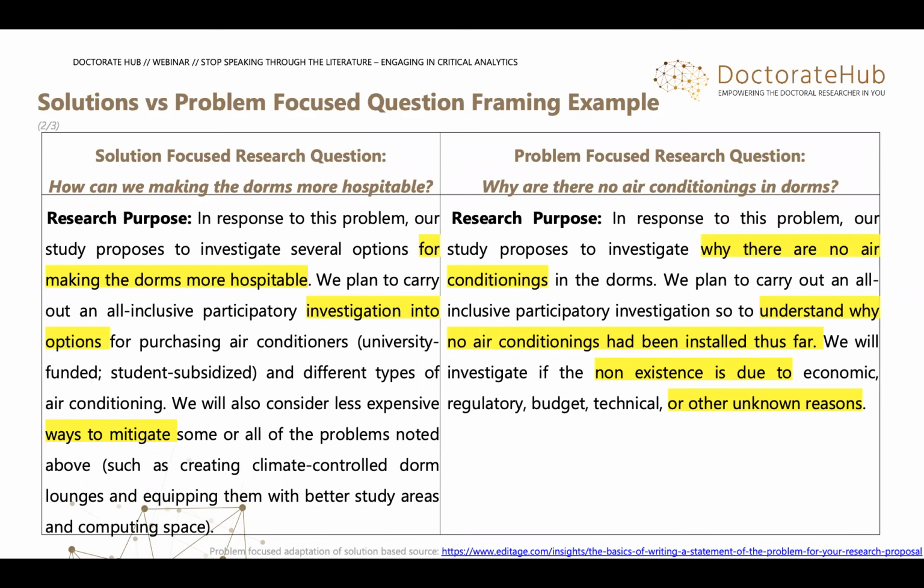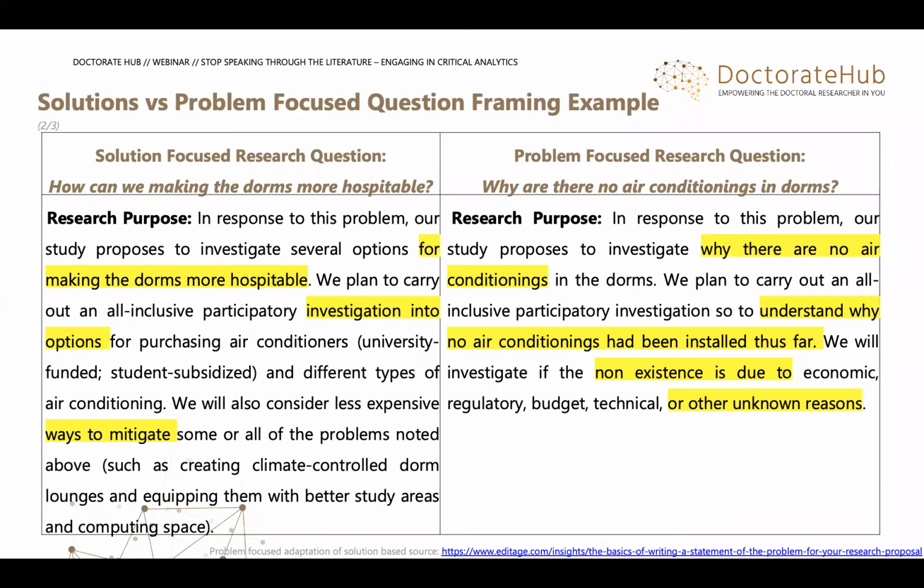On the left side, we see, in response to this problem, our study proposes to investigate several options for making the dorms more hospitable. So it's an invitation to just speculate. We plan to carry out an all-inclusive participatory investigation into options for purchasing air conditioners and different types of air conditioning. We will also consider less expensive ways to mitigate some or all of the problems noted above. I do not know where the above problems are noted, but it's claimed there are. If you see them, tell me.